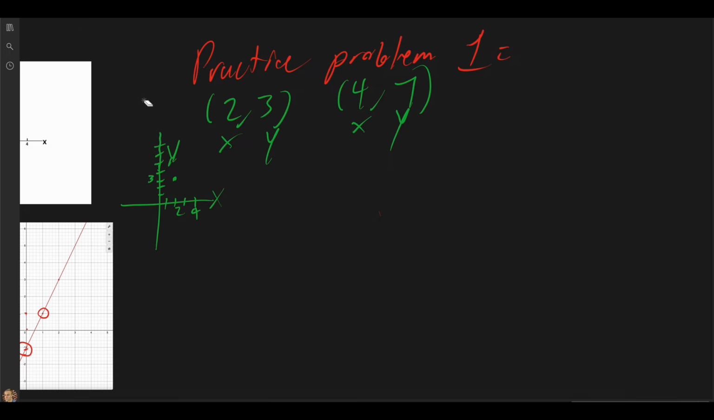Let's draw this up and move the y-axis over here. So we have 7 here and 4 there. That means the point is located at the intersection between these two.